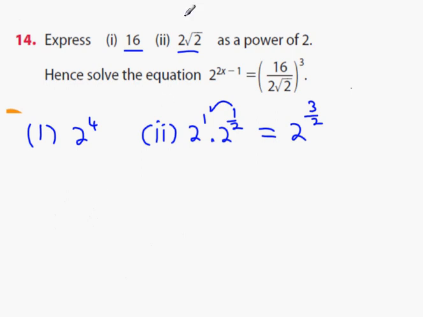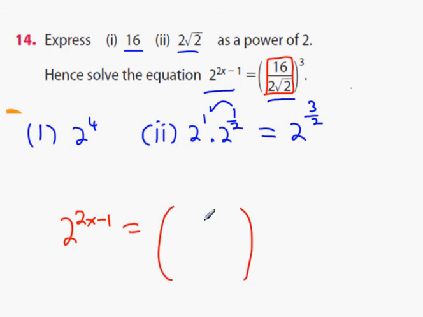Okay. Now lads, we now have to do this equation here. So any ideas how to go about doing this? 2 to the power 2x minus 1. What can we change? We need to change these two parts in here. Any ideas how to change those two parts? 2 to the power 4 on top, 2 to the power of 3 over 2 on the bottom, all to the power of 3.